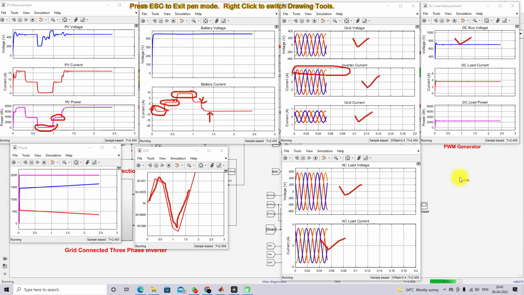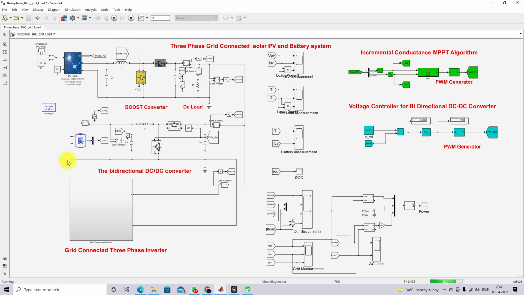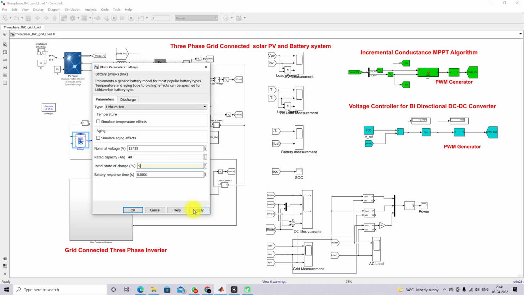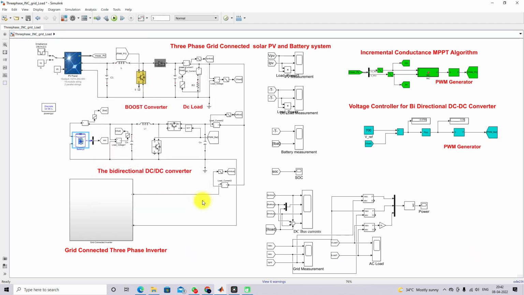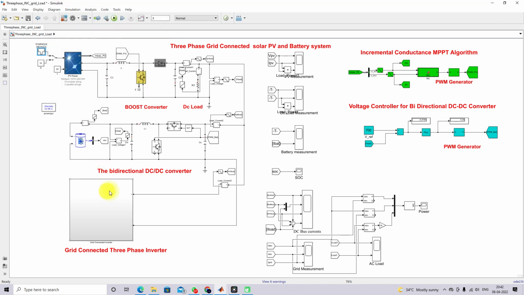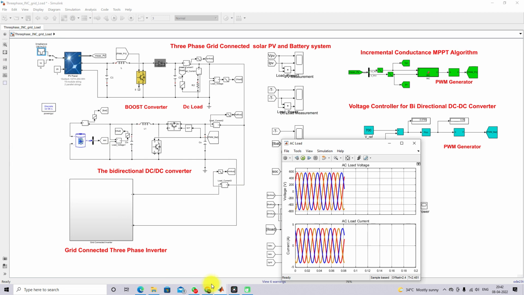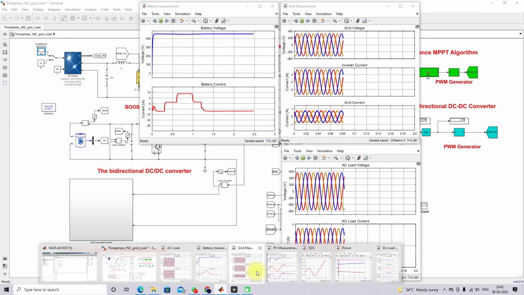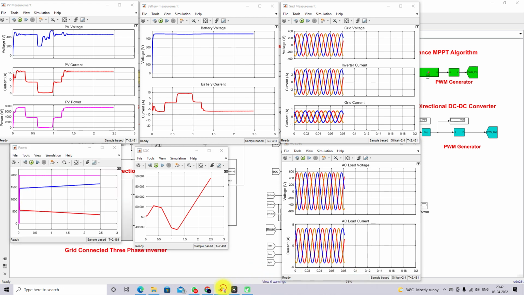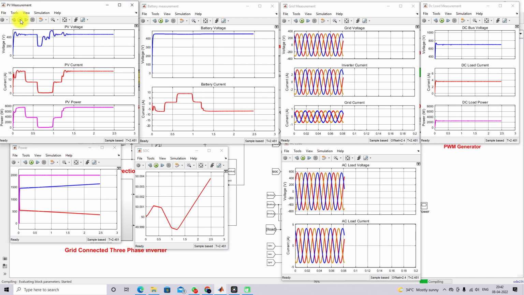Next I'm going to simulate the same model, but with the SOC of the battery fixed at 9 percent. I'm going to change the irradiation, the same concept, that means 1000, 500, and 1000. Here we are going to check the operation of the grid inverter. Again I'm going to simulate this model, and then you have to check the results.